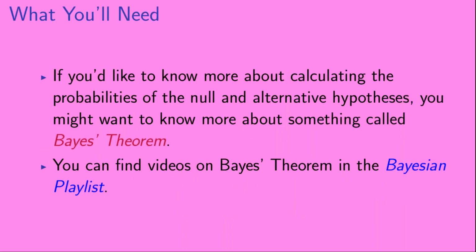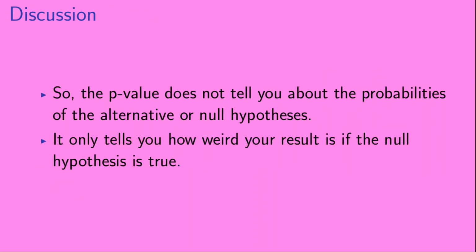If you'd like to know more about calculating the probabilities of the null and alternative hypotheses, you might want to know more about something called Bayes' theorem. You can find videos on Bayes' theorem in the Bayesian playlist. Okay, so the p-value does not tell you about the probabilities of the alternative or null hypotheses. It only tells you how weird your result is if the null hypothesis is true.